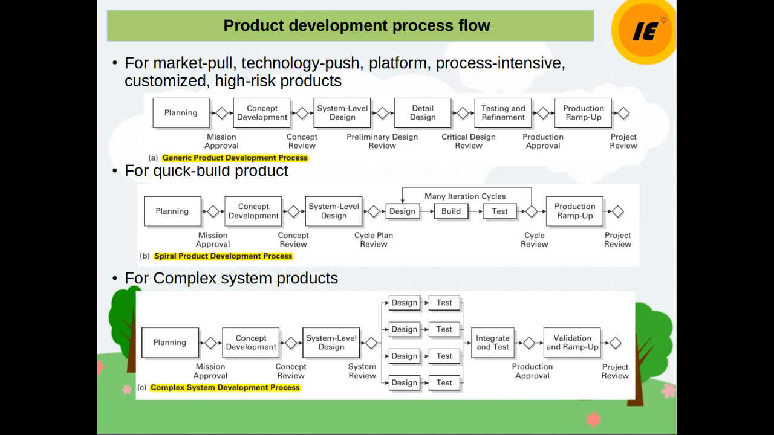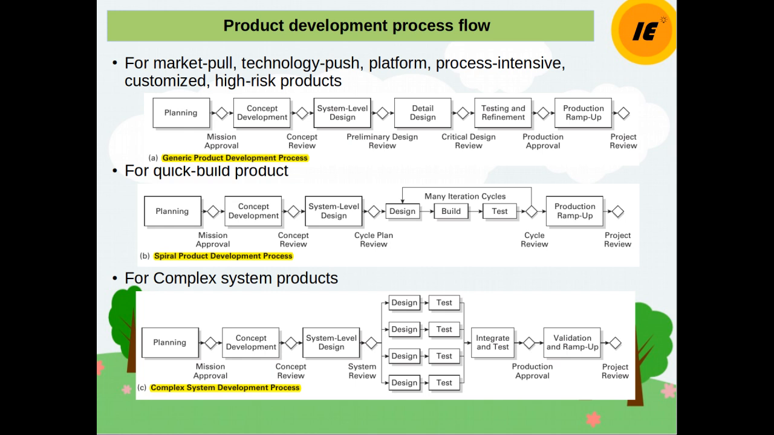and then for quick build product, you can think of the changes here will be that there will be many iterations between design, build and test. So detailed design and testing and refinement have been converted to 3 stages: design, build and test, and that is being repeated quite a few times, and that is beneficial for the type of product which is a quick build product.